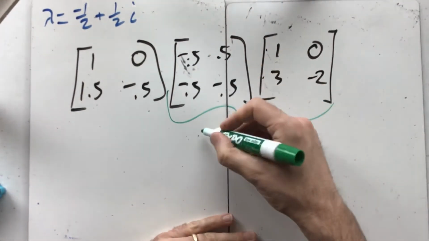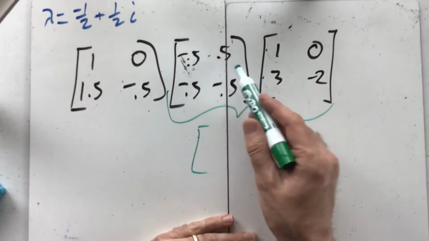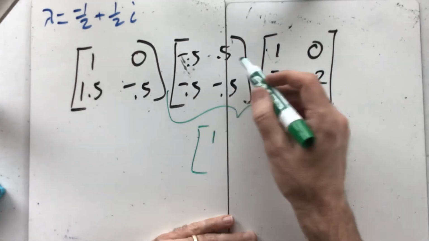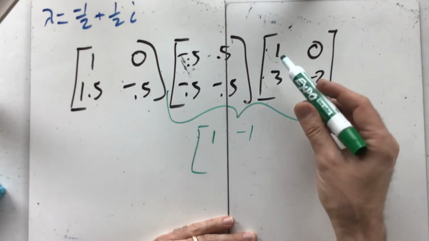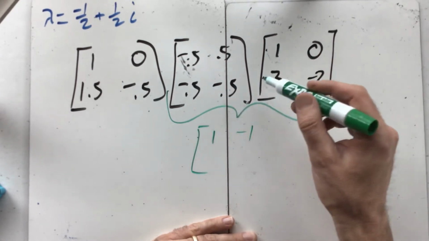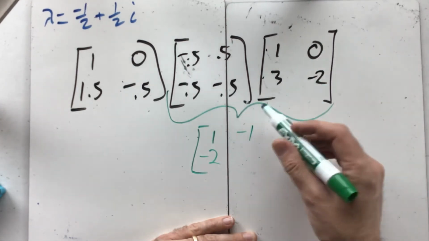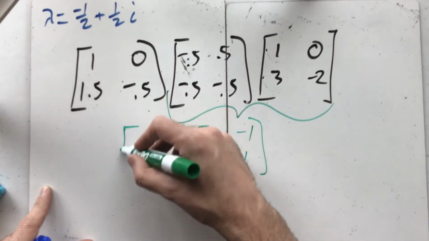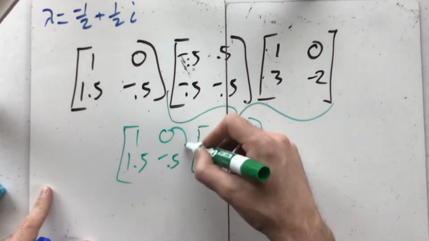So let's do row 1 times column 1 gives me negative 0.5 plus 1.5, so that's a positive 1. Row 1 times column 2 looks like a negative 1. Now here I'm going to have a negative 0.5 and a negative 1.5, so that's a negative 2. And row 2 times column 2 looks like a positive 1. So I've got 1, 0, 1.5, negative 0.5 times that.